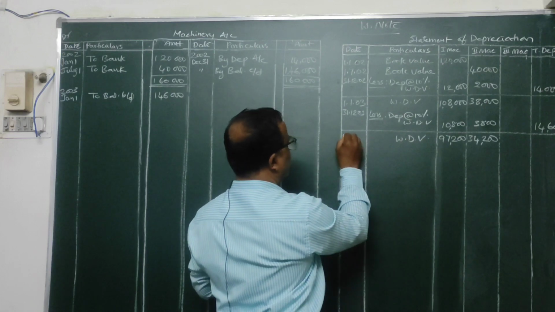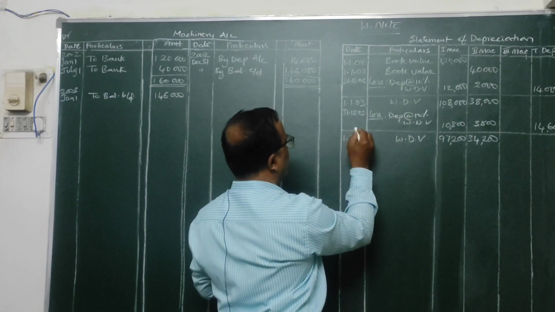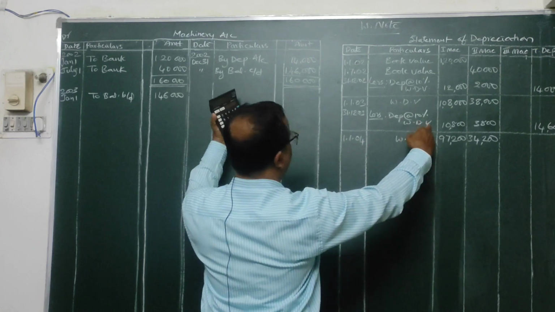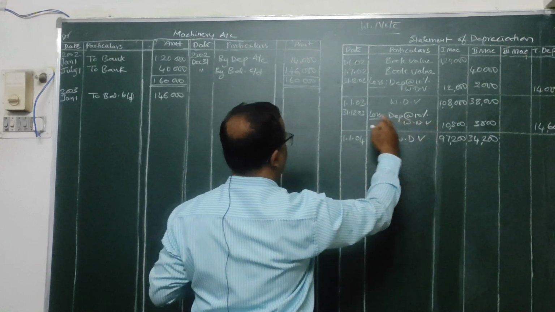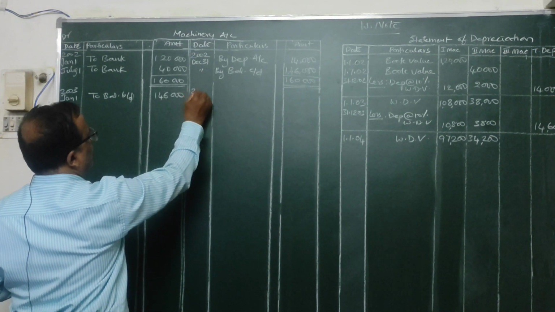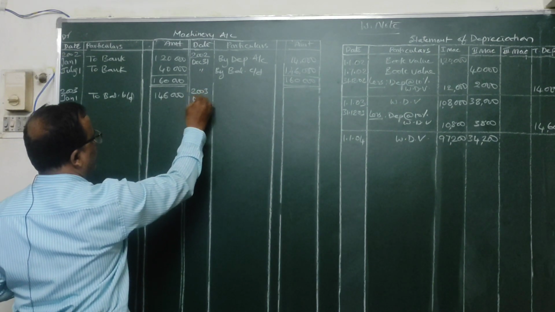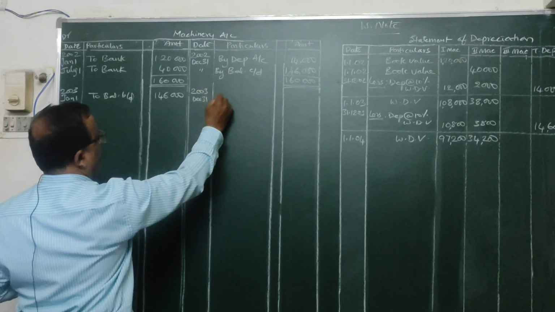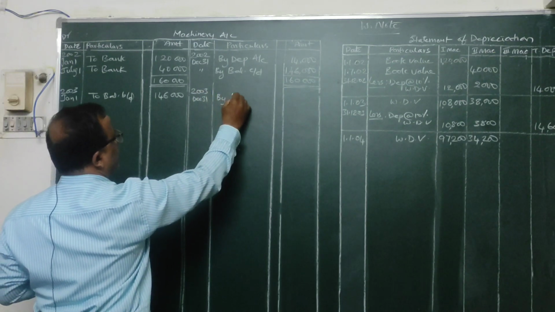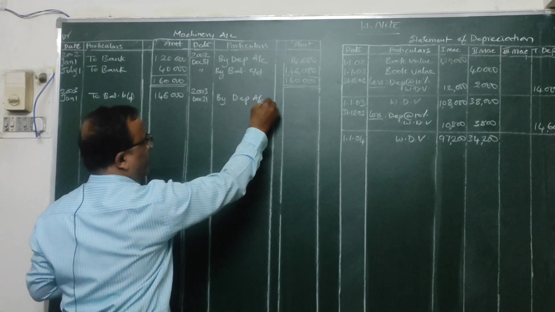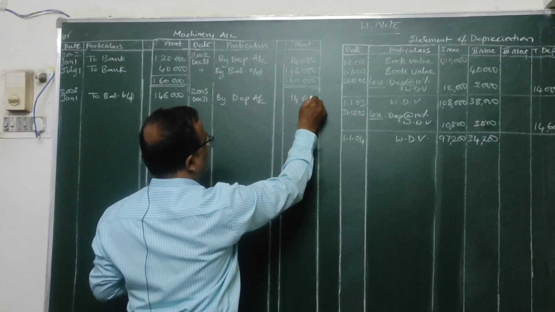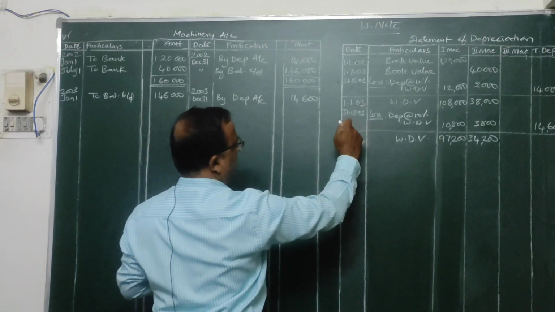On the next date, on 1st of January 2004. So in this year, we should make the posting for this depreciation, that is on 31st December 2003. What will be our entry for depreciation? Depreciation account debit to machinery. By depreciation, 14,600. Now the year is completed.